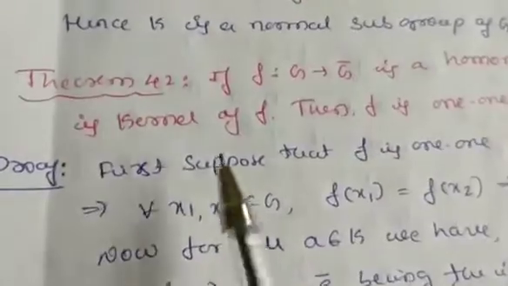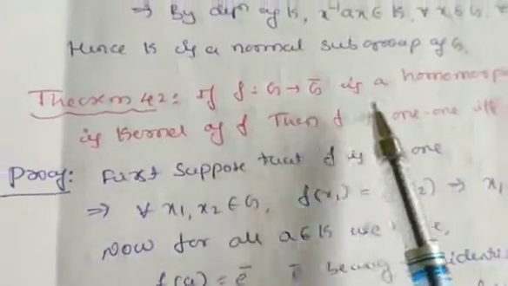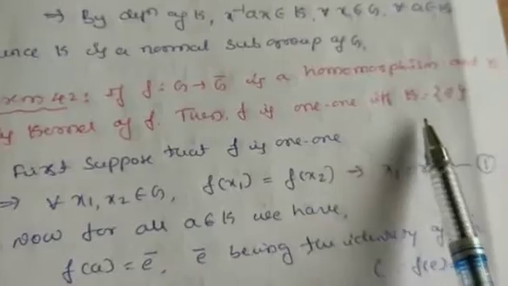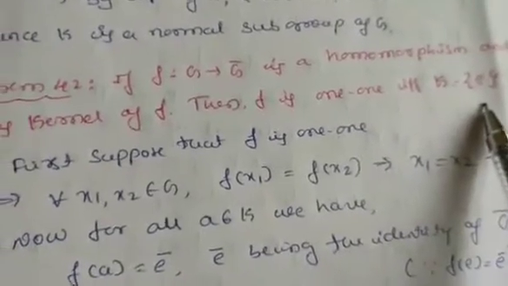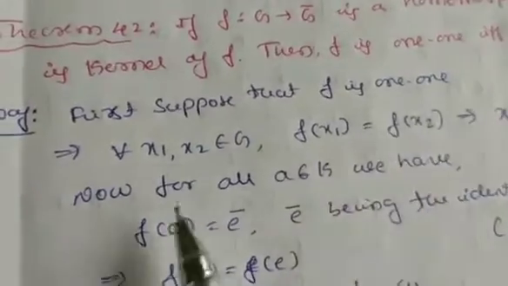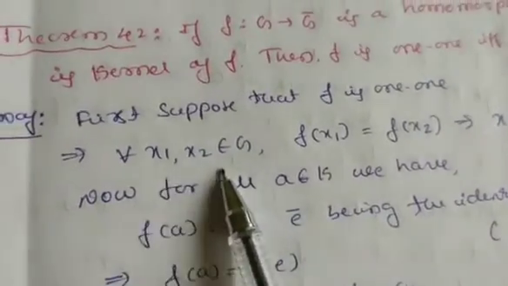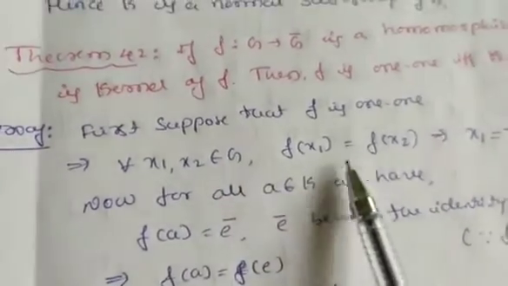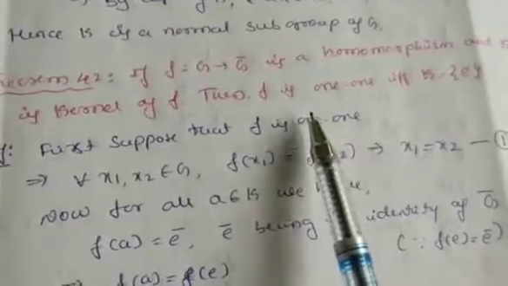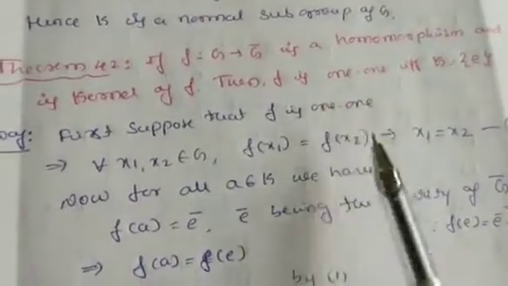And take one more theorem. If f is a function from G to G bar, a homomorphism, and K is the kernel of f, then f is 1-1 if and only if K is equal to {e}, it contains only the identity element e. First suppose that f is 1-1, then this implies for all x1, x2 belongs to G, f(x1) is equal to f(x2) implies x1 is equal to x2. So first, let us take this one as 1-1.